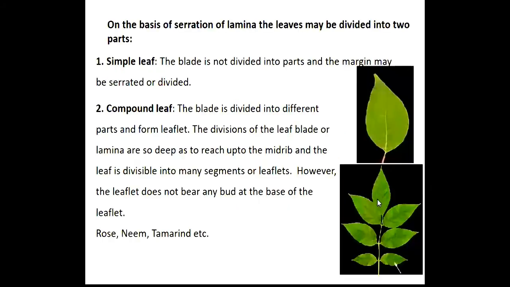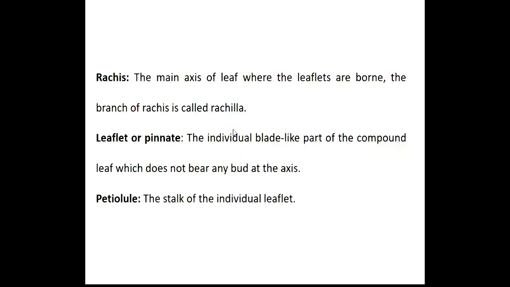Which are the leaflets? This one is the leaflet. This one is the leaflet. There are 1, 2, 3, 4, 5, 6, 7. There are 7 leaflets in this compound leaf. So every distinct part of the leaf blade, those are the leaflets. And a leaflet is the individual blade-like part of the compound leaf which does not bear any bud at its axil.